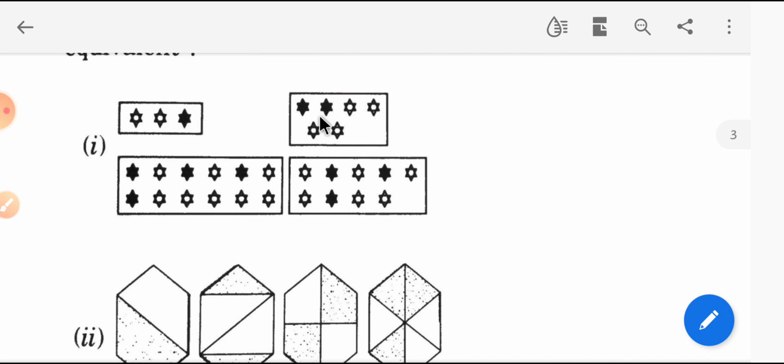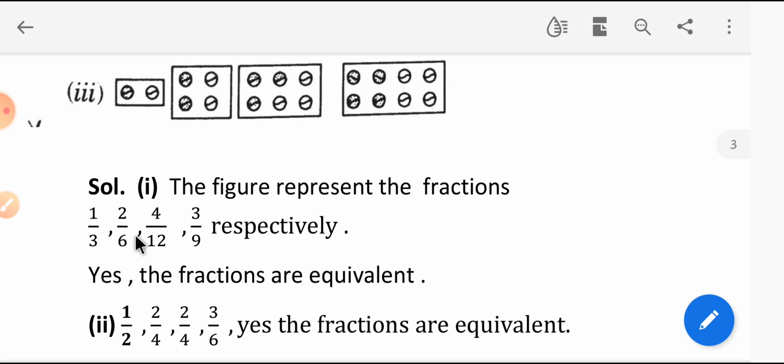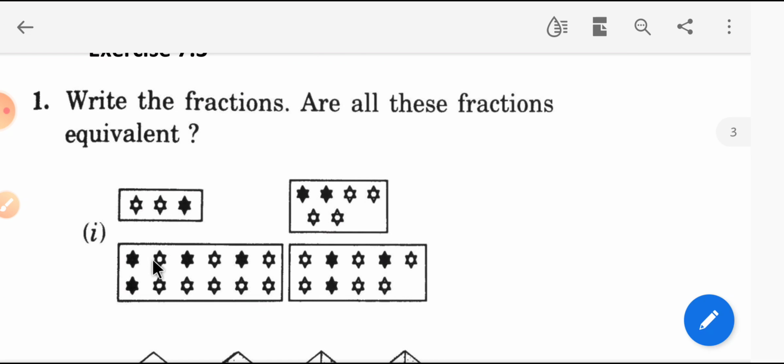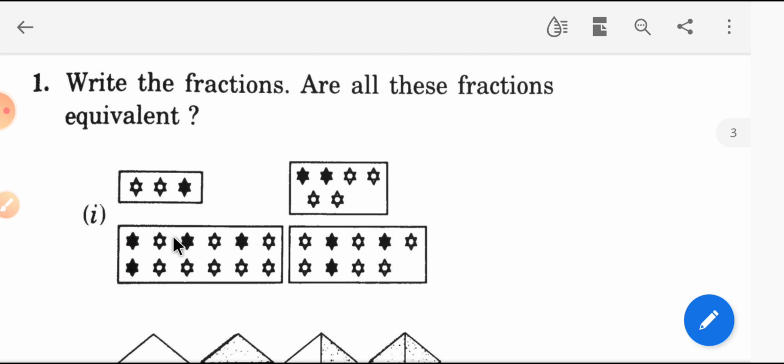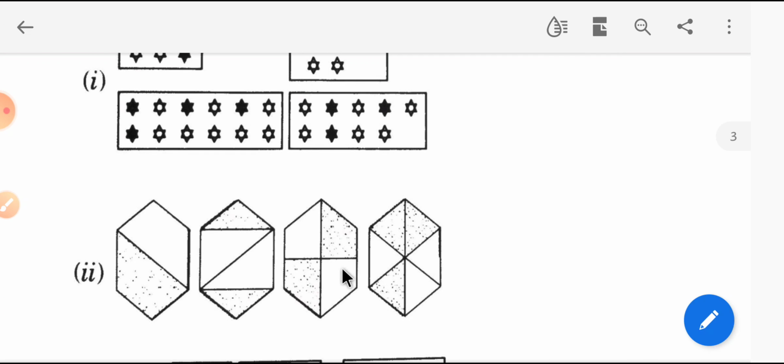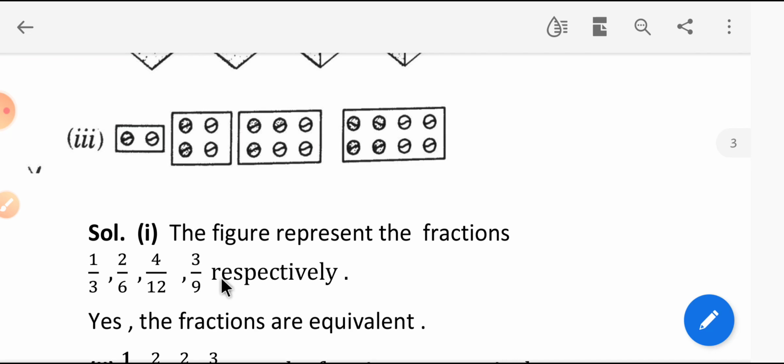Second, here 1, 2, 3, 4, 5, 6. Out of 6 how many are shaded? 2. So this can be written as 2 by 6. Then in the third one, 1, 2, 3, 4, 5, 6 and 6 more, here 12. Out of 12 how many are shaded? 1, 2, 3, 4. So we can write it as 4 by 12. And in the next one, 9 are given. Out of these 3 are shaded. So it can be written as 3 by 9.